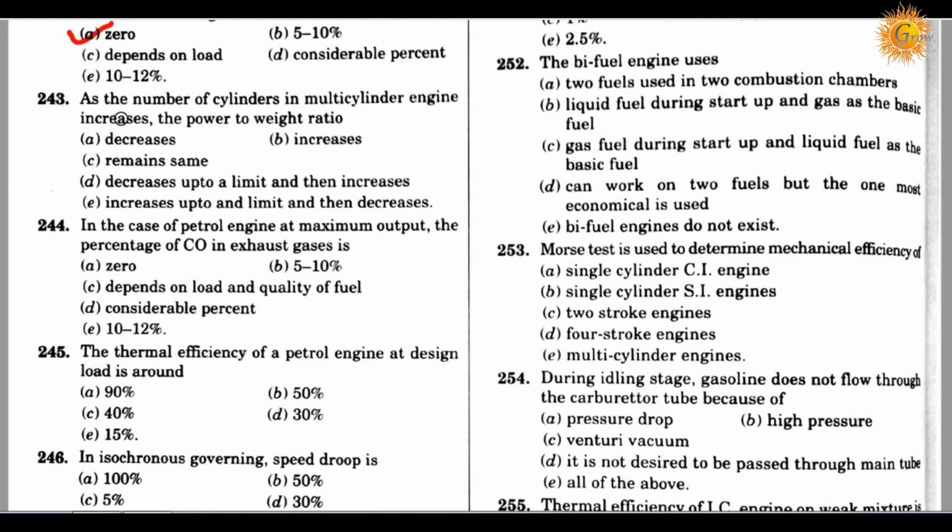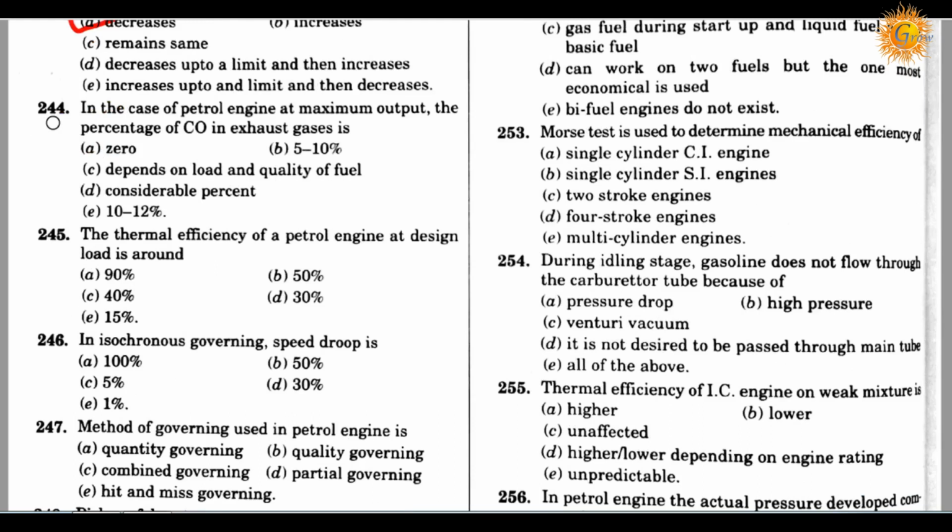Question number 243. As the number of cylinders in a multi-cylinder engine increases, the power to weight ratio, option A decreases, option B increases, option C remains same, option D decreases up to a limit and then increases, option E increases up to a limit and then decreases. So the correct answer is A. It will be decreases.